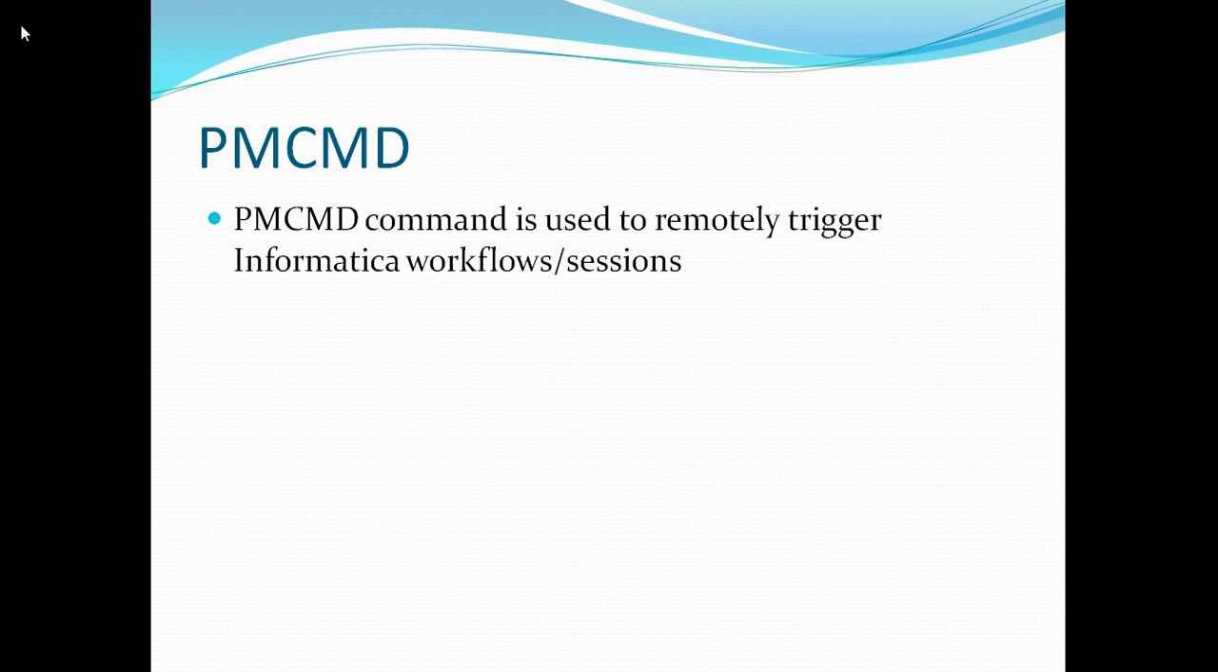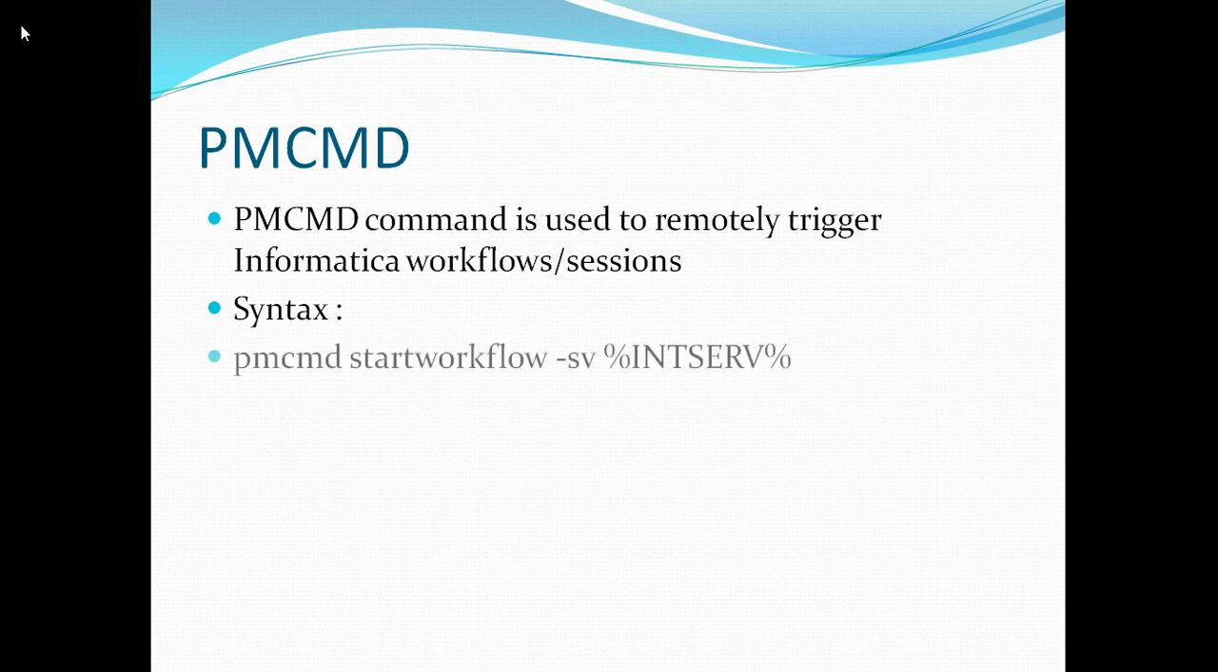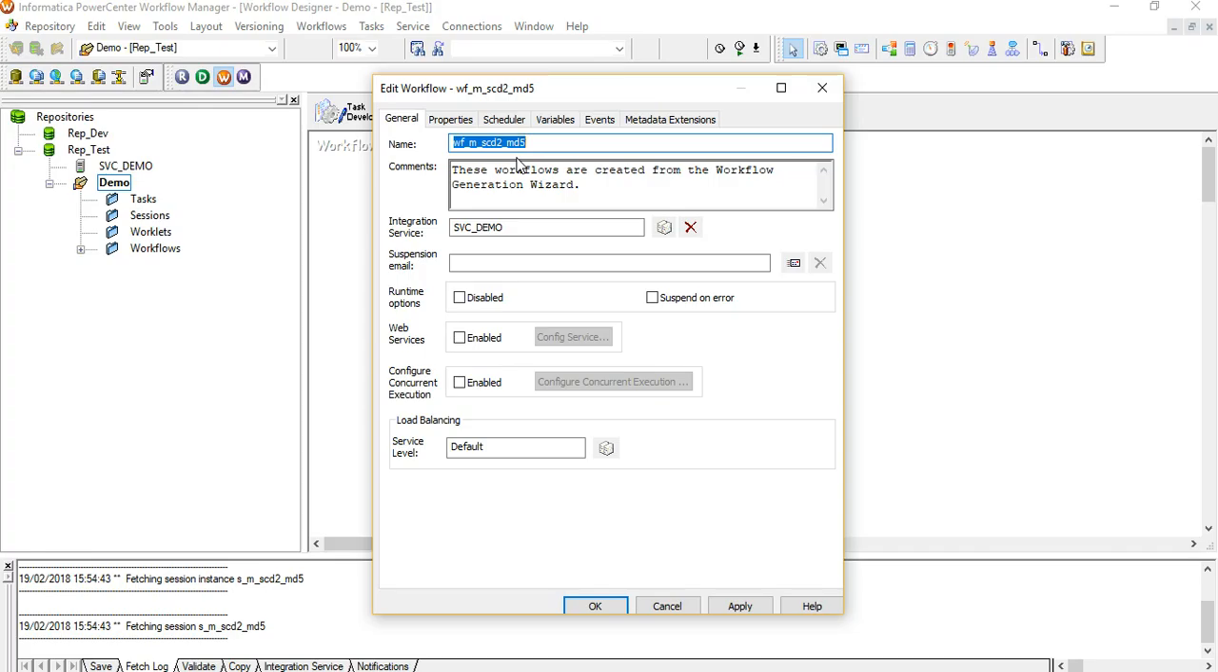This is the syntax in order to use that particular utility. I will go ahead and specify start workflow, and I need to specify the integration service. If you remember, even when I'm directly running my workflow, I still have to specify my integration service here. So if I'm running my workflow remotely from a different machine, I will have to explicitly specify this value, and I can keep it as a variable value as well.